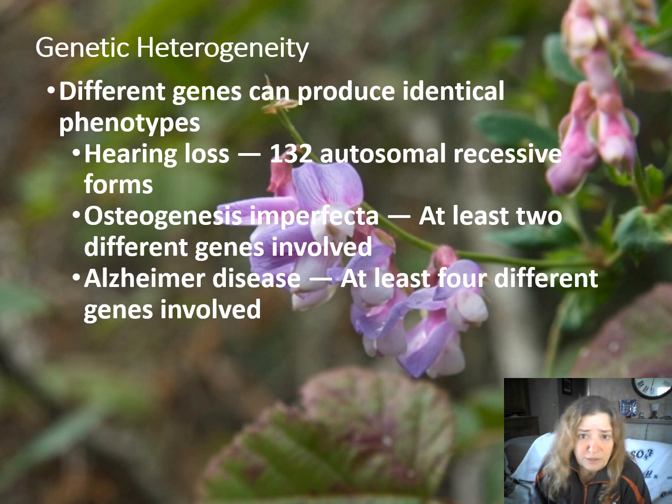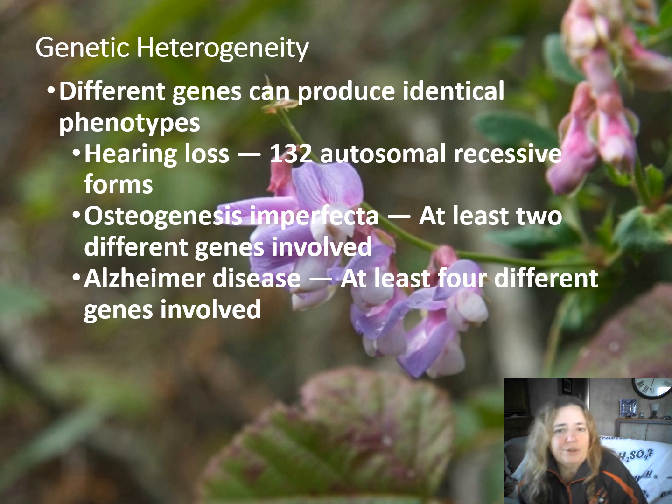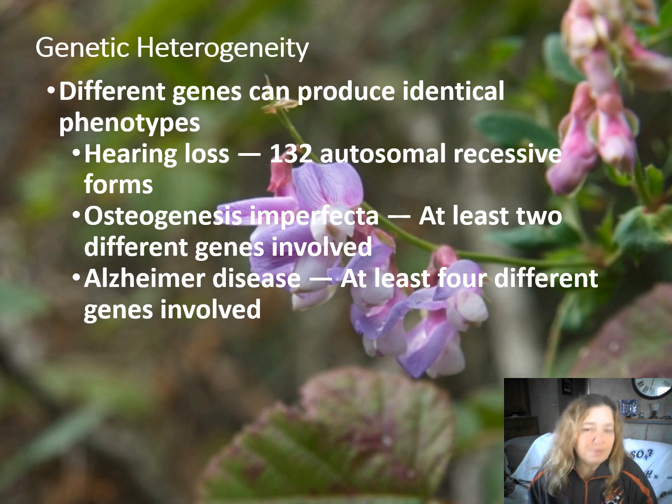So for the example of hearing loss, like I was talking about, there's at least 132 genetic factors that can go into hearing loss. 132 different forms that cause hearing loss. So if you carry one gene for it, or you have both alleles for one of them, you may experience partial hearing loss, you may experience full hearing loss. It all depends. There is a lot involved. But we know of 132 different variations of genes that cause hearing loss.